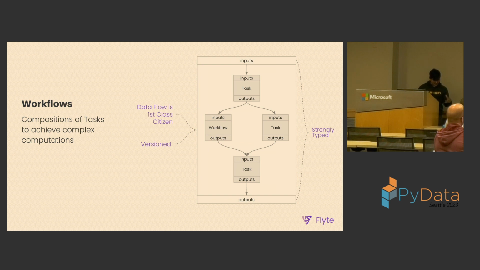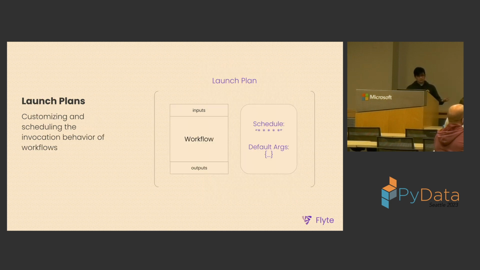So again, this idea of being strongly typed. A workflow is a composition of tasks, but workflows themselves are also strongly typed. They're also versioned. They take care of flowing the data between the tasks. You don't have to worry about expressing, hey, this task's output is piped into this other task's input, Flyte figures that out for you. We also have launch plans.